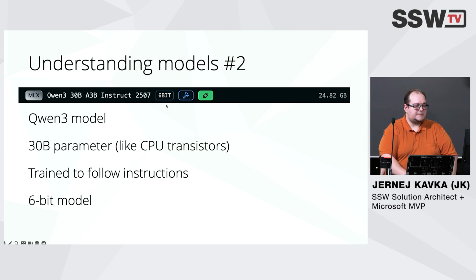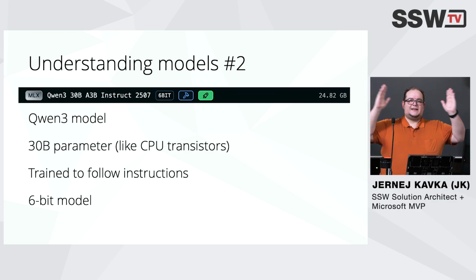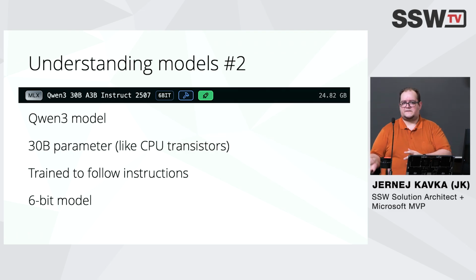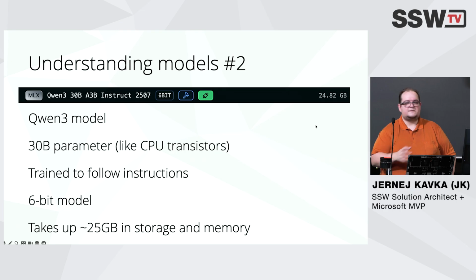So here the 6-bit means that when we're talking about the 30 billion parts, one part is about 6 bits long. So what that means is that the higher the number, the more bits there are, the higher the fidelity is. But it's similar to JPEG. At a certain point, you will not notice a difference. So some compression is actually good because that impacts how big it is. Like here, it's 24 gigabytes. So that would take up on your storage about 25 gigabytes.